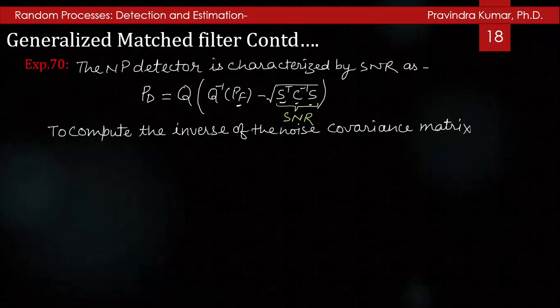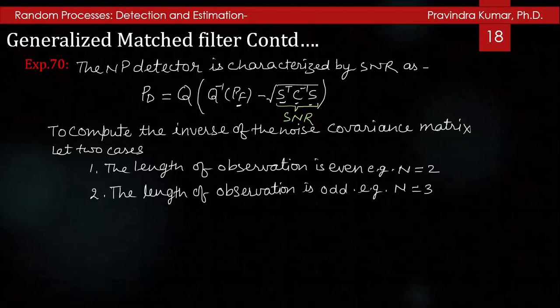To compute the resulting SNR for a given signal, we first compute the inverse of the noise covariance matrix. There are two cases. First, when the length of the observation is even, for example N is equal to 2, and second, when the length of the observation is odd, for example N is equal to 3. We will consider first the case when the length of the observation is even.